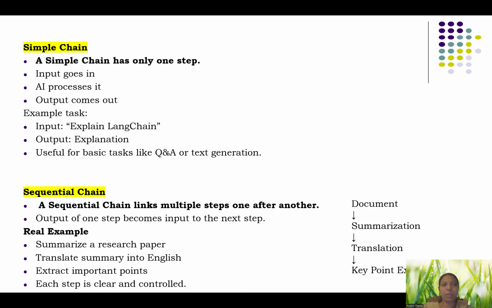So these are some of the types of chain. A simple chain means it has only one step: input goes in, it processes it, and you get the output. But we know the difficulty I have told you. If you have a sequence of chains, like multiple steps one after the other, it is easy for us to manage. For example, summarizing a research document: we have a document, then summarize, then translate, then we get the key points from it. So this is a sequence chain.